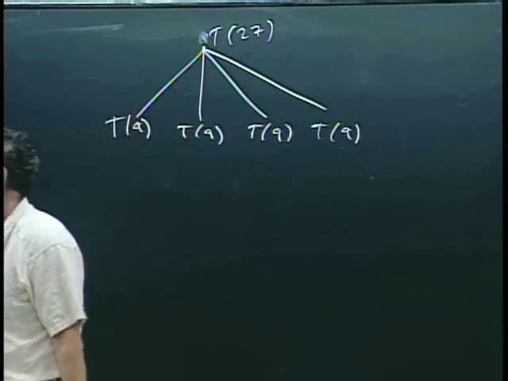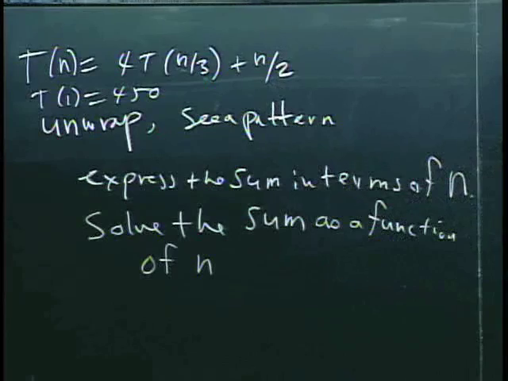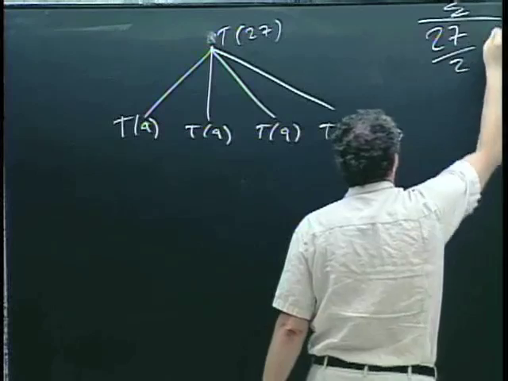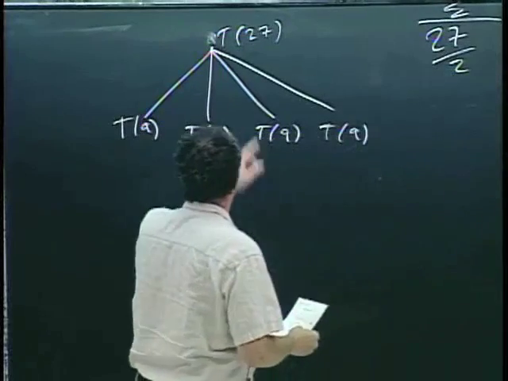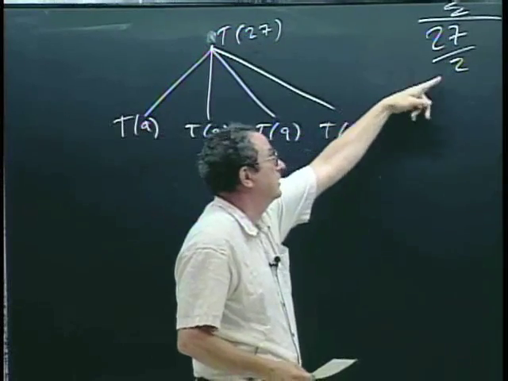Well, that's not so pretty, is it? 27 divided by 2. Well, all right. But anyway, it is what it is. And so this is the summation part. Okay? So t of 27 is 4 times t of 9 plus 27 over 2.